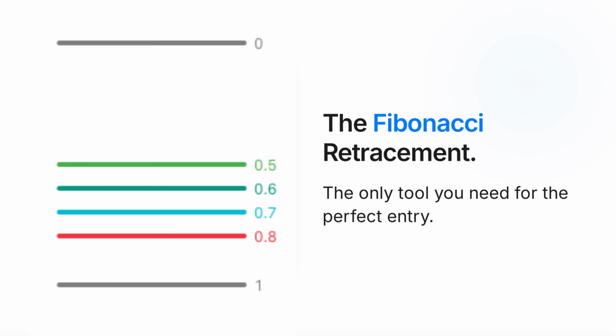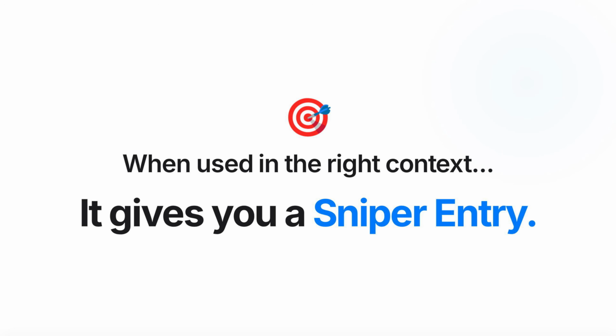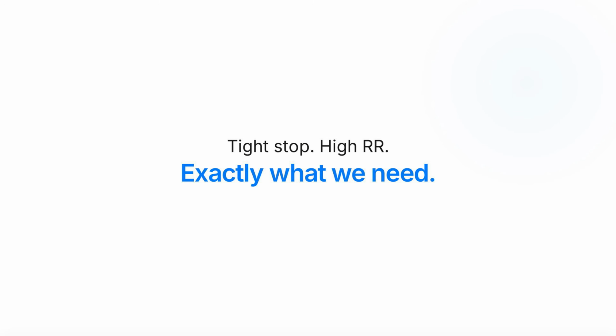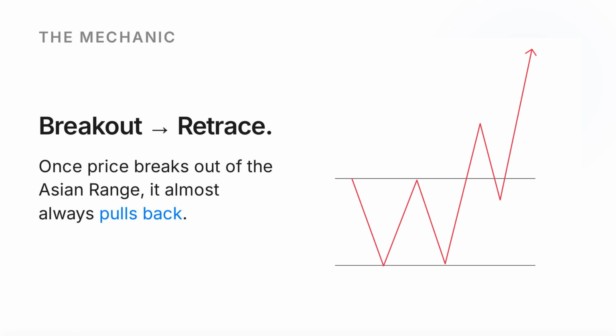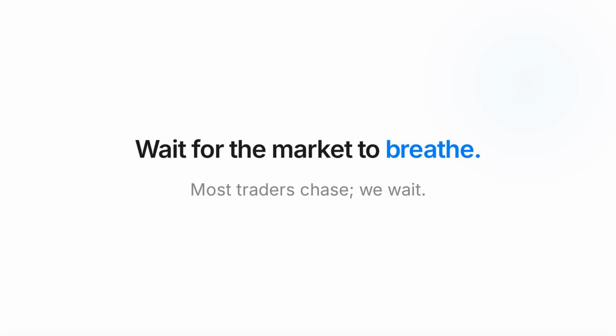Here's the thing about Fibonacci. When used correctly, in the right context on the right setup, it gives you a sniper entry. It gives you a relatively tight stop loss and a relatively good risk to reward ratio, exactly what we need. So here's how it works.